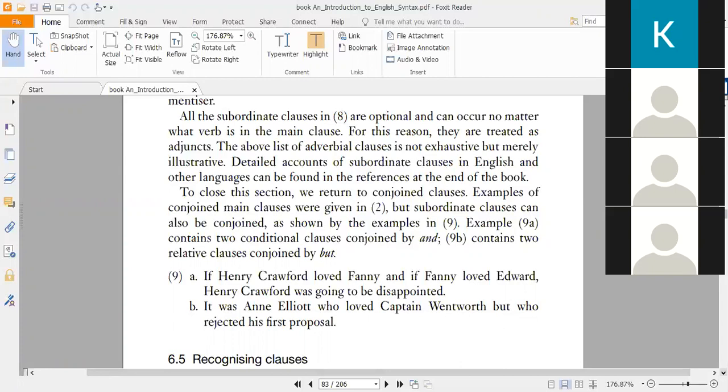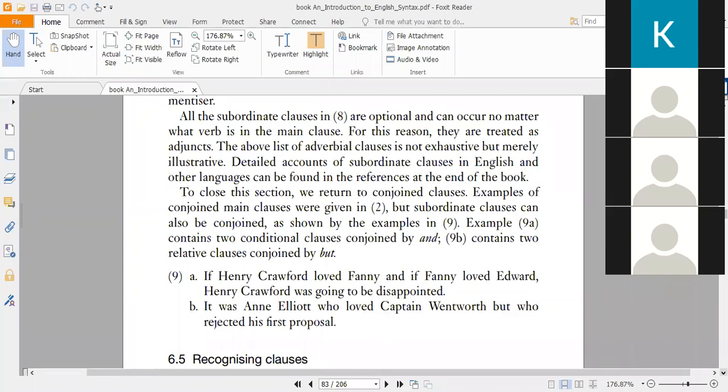If Henry Crawford loved Fanny, now this is a subordinating conjunction. If Henry, from 'If Henry' to 'loved Fanny', and if Fanny loved Edward, this is also subordinating because 'if' is coming. Henry Crawford was going to be disappointed. This is the main clause. Two subordinate and one main.